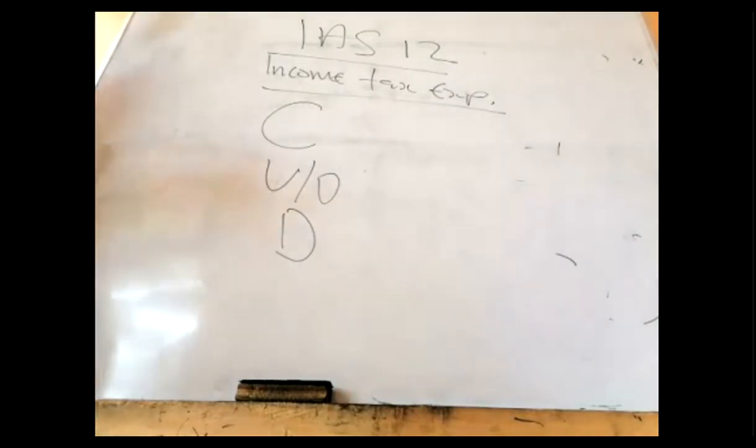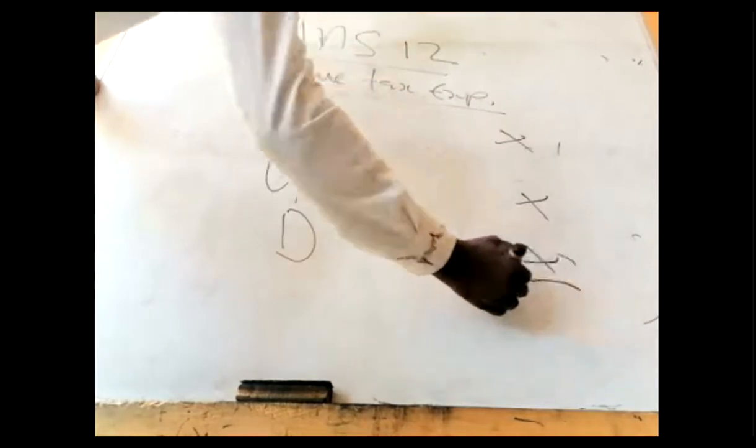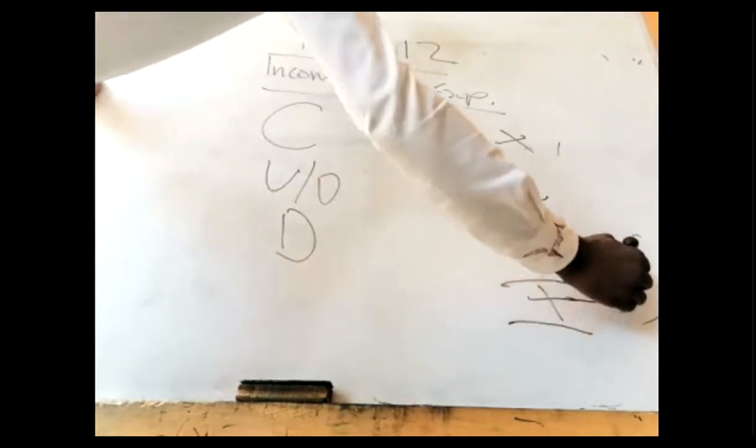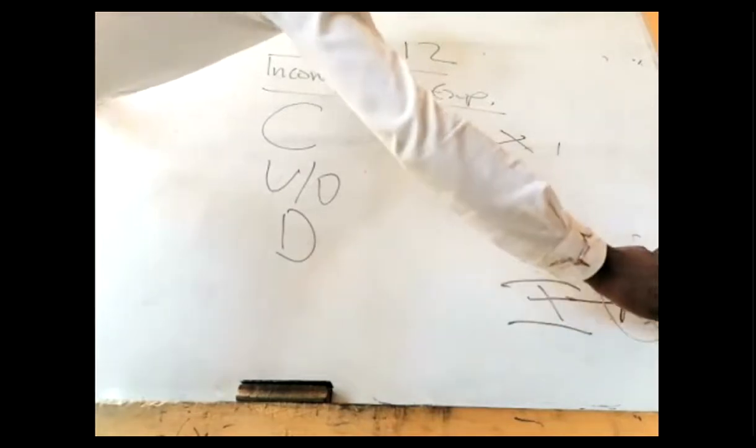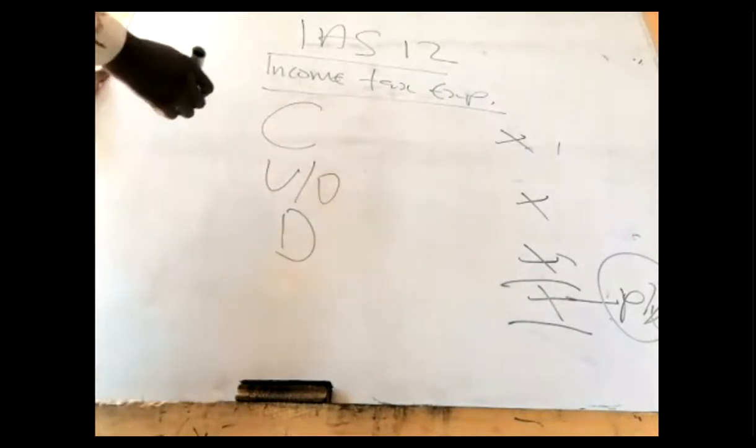The first one, if I put them together, this figure goes to the P&L as well, the income tax expense. So the income tax expense that you see is made up of C, U, and then D. So we call it CUD. The C represents current year tax provision.